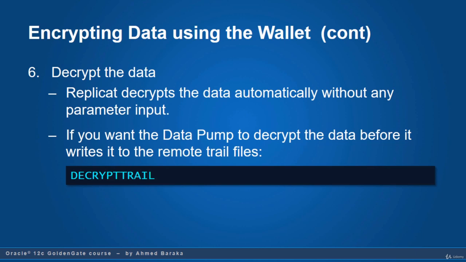In the replicate process, the data will be automatically decrypted using the wallet file. However, if you want to process the data before you apply it, you need to decrypt it first using the DECRYPTTRAIL parameter. If you want the data pump to decrypt the data before it writes it to the remote trail files, use the parameter DECRYPTTRAIL in its parameter file.